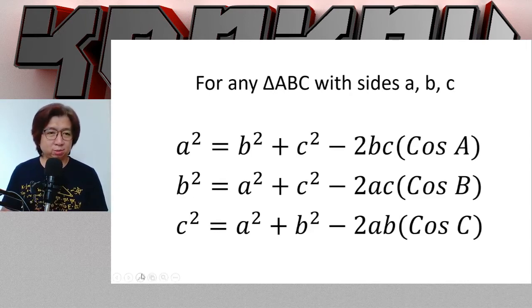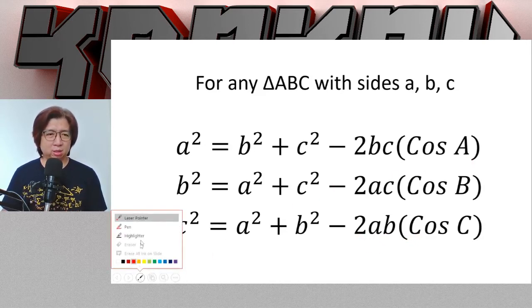Alright, so these are the formulas from the law of cosines. For any triangle ABC with sides a, b, c, these are the formulas. a squared equals b squared plus c squared minus 2bc times cosine A, which is angle A. And for side b, we have a squared plus c squared minus 2ac times cosine angle B. And for side c, we have a squared plus b squared minus 2ab times cosine C.